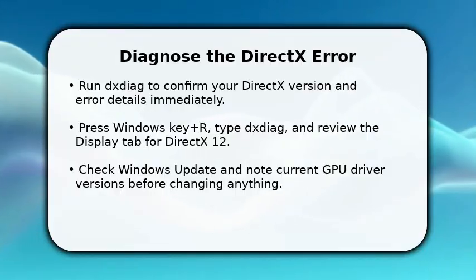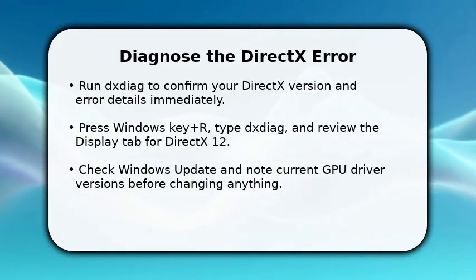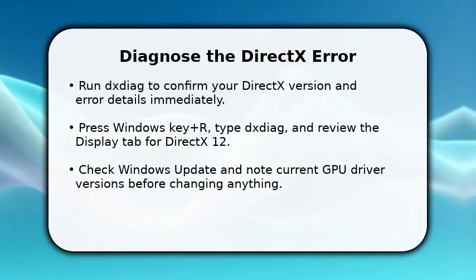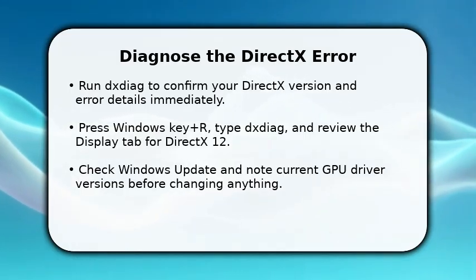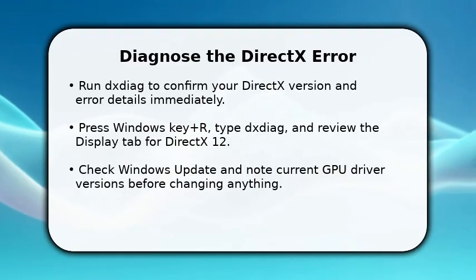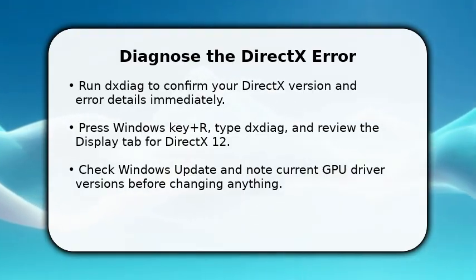Start by confirming the exact error message and DirectX version on your PC. Press Windows key plus R, type dxdiag, and open the Display tab for DirectX 12 details. Note the manufacturer and driver version shown by DxDiag so you can compare after fixes.